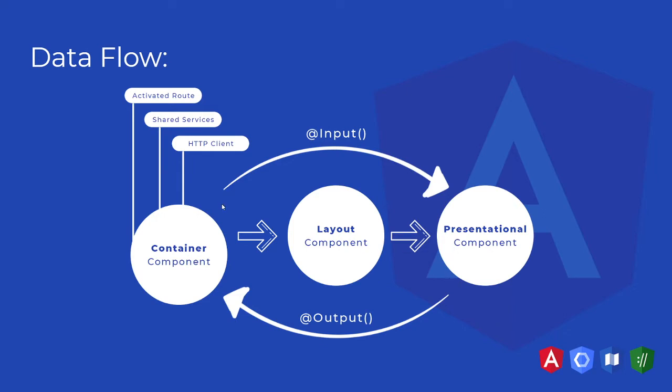So if a container component, which means a parent component, wants to send data to the small reusable presentational components like cards and so on, we have to use the Input decorator for sending the data from the container to the presentational layer. And if a presentational component like a card, these small reusable components, wants to send data back to the parent on any activity, here we can use the Output decorator with emitted events.